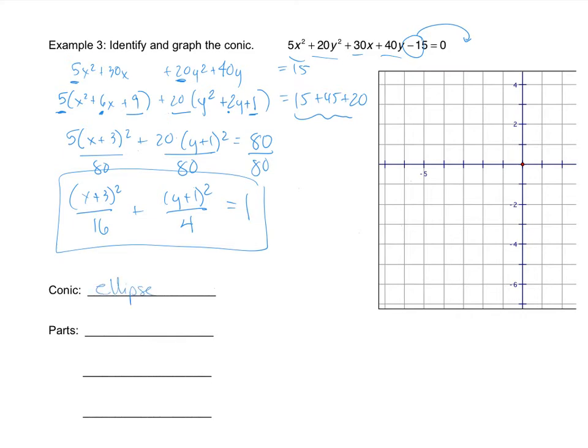So how is this ellipse oriented? Well, for an ellipse, the larger denominator is a squared. The larger denominator is under x, so it is horizontally oriented.